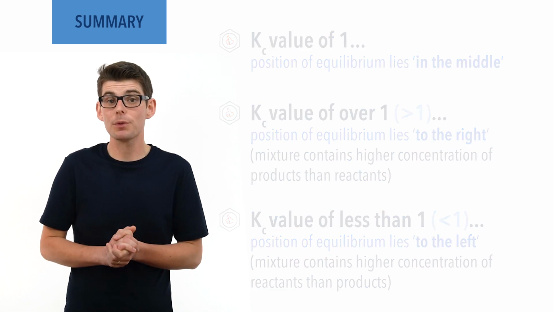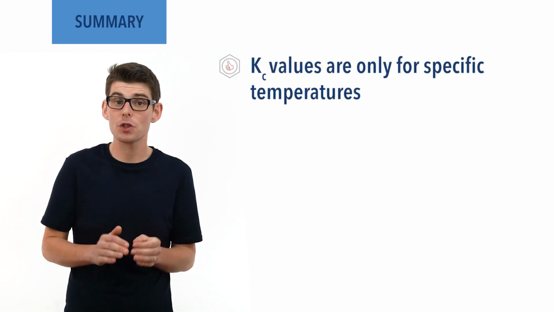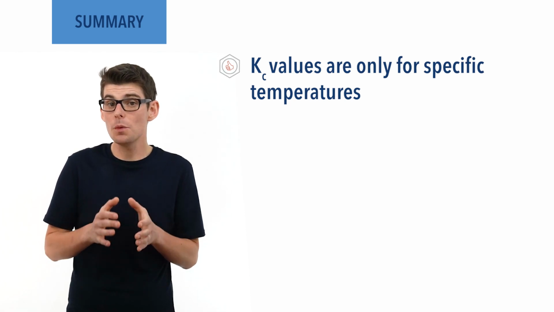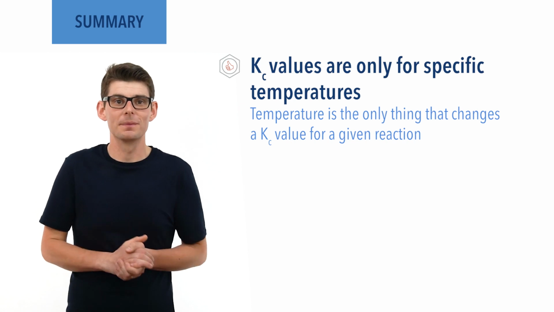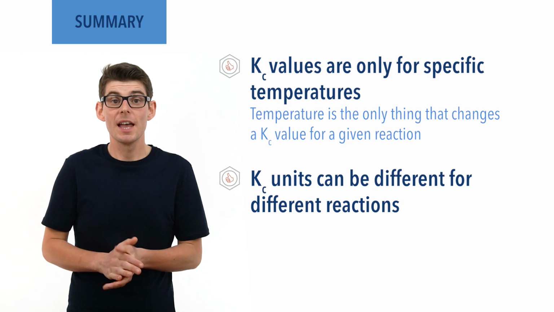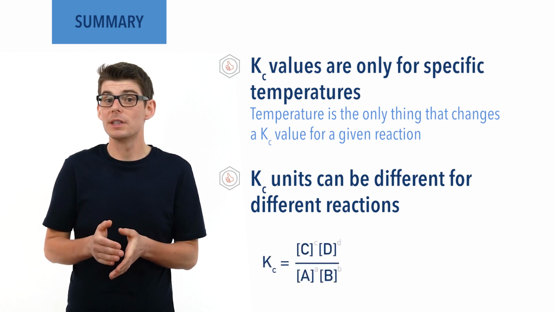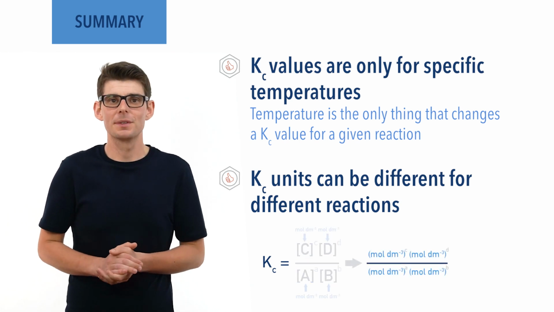Kc changes with temperature, meaning Kc values are only for a specific temperature for a particular reaction. Temperature is the only thing that changes the value of Kc for a given reaction. Units of Kc can be different for different reactions and can be found using the Kc expression by substituting in the units moles per decimeter cubed for concentration values.